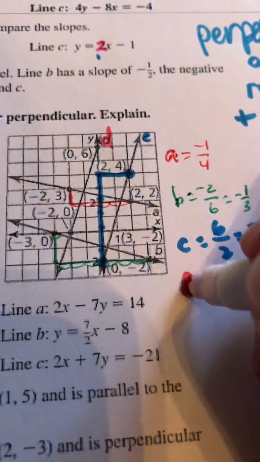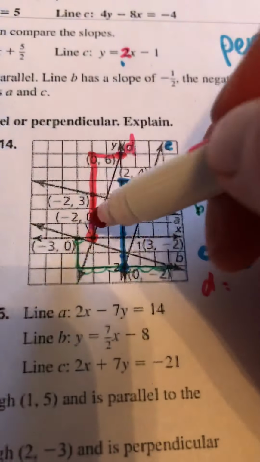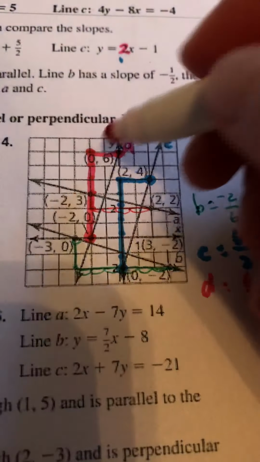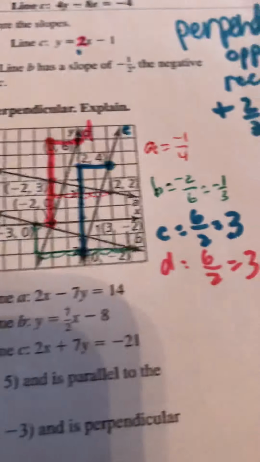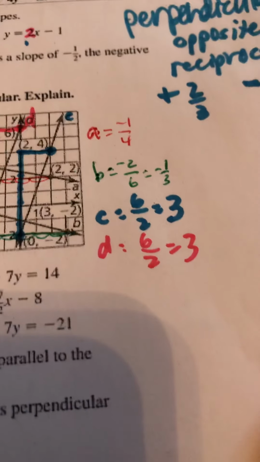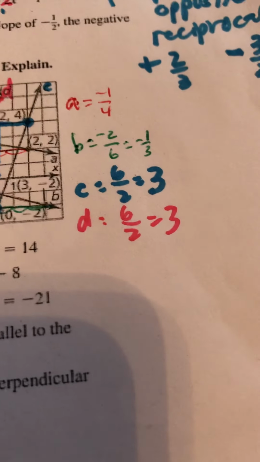And then right here, D. There's a point, there's a point. Make my triangle. So it went up 1, 2, 3, 4, 5, 6. Over 2 is 3. So even if you didn't do it, maybe you take a moment right now. Can you decide which ones are parallel and which ones are perpendicular?